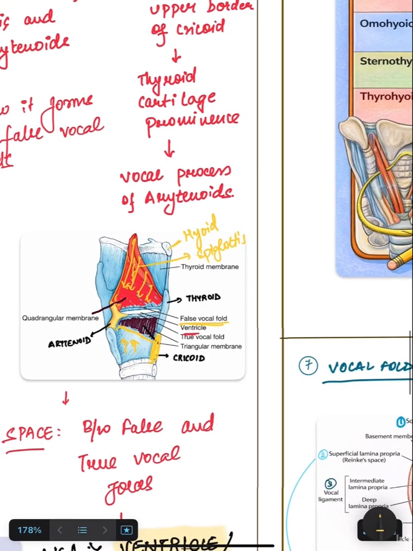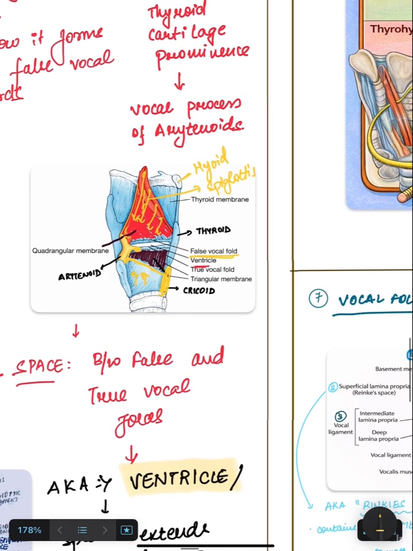Okay, from cricoid it is extending upwards, till the thyroid cartilage prominence, and then it goes to the vocal process of the arytenoids. Okay, it is reaching up to here, and then it is forming a layer. Okay, then it is forming a ligament. It is also called ligaments. These are also called membranes. Whatever you want to call it.